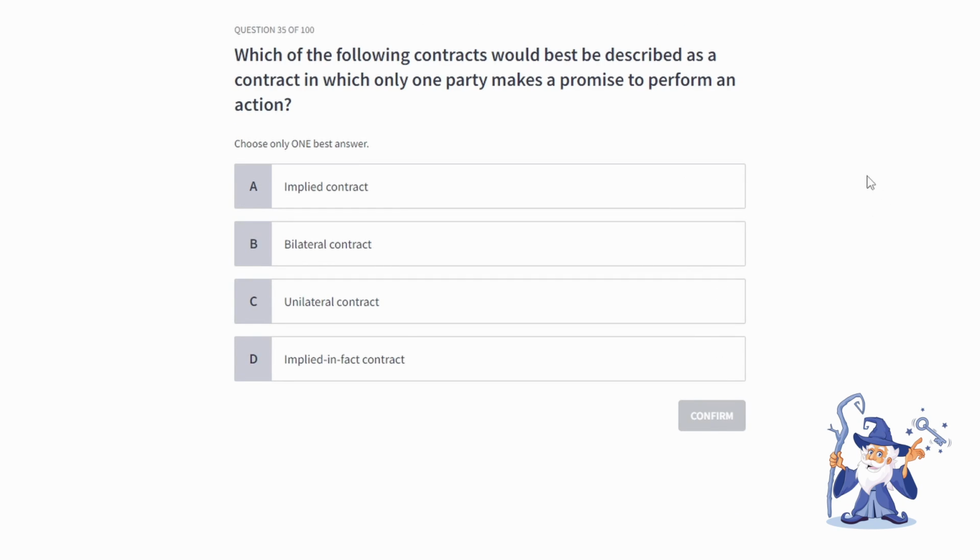Okay, next one. Question 35. Which of the following contracts would best be described as a contract in which only one party makes a promise to perform an action? And it gives us 4 options. A, an implied contract. B, a bilateral contract. C, a unilateral contract. Or D, an implied in fact contract. So take some time, think about that one, and come up with your answer.